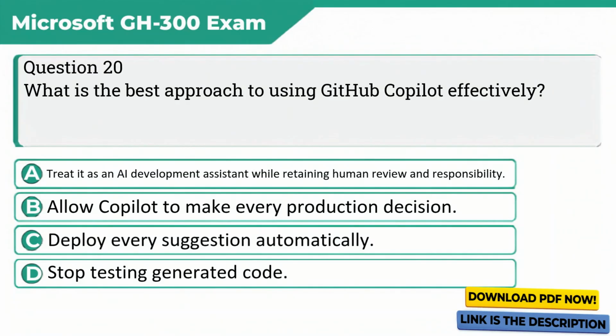Question 20. What is the best approach to using GitHub Copilot effectively? A. Treat it as an AI development assistant while retaining human review and responsibility. B. Allow Copilot to make every production decision. C. Deploy every suggestion automatically. D. Stop testing generated code.